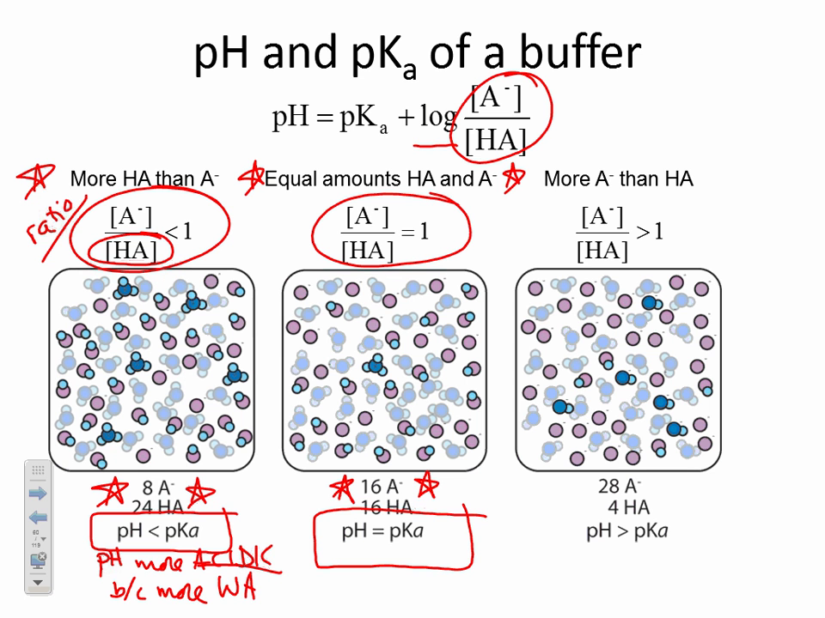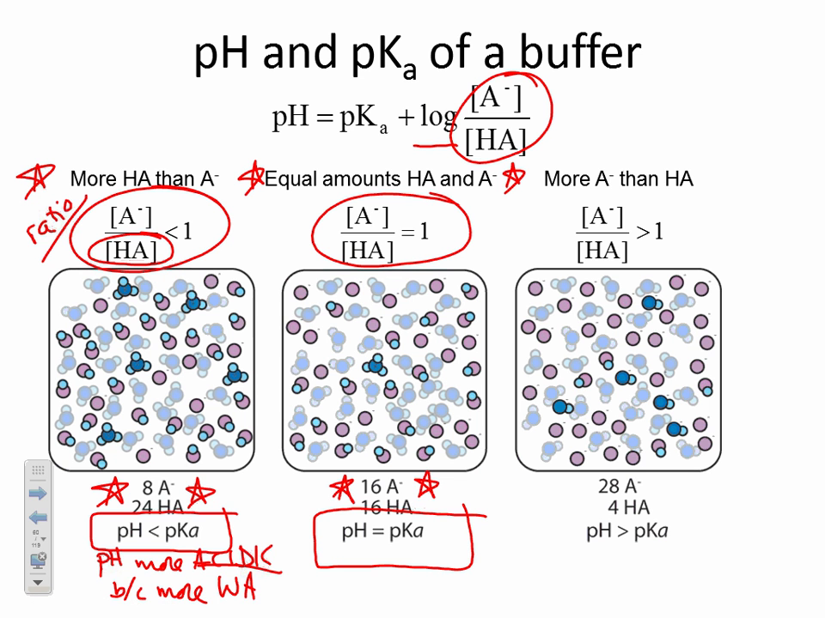So if the pH of your buffer system is more acidic than the pKa of the acid component of the buffer system, that tells you that you actually have more of the weak acid in solution than you do the conjugate base. You don't have the same quantities, because if you did, pH would equal pKa, but if pH is under pKa, that means you have more of the acid component.